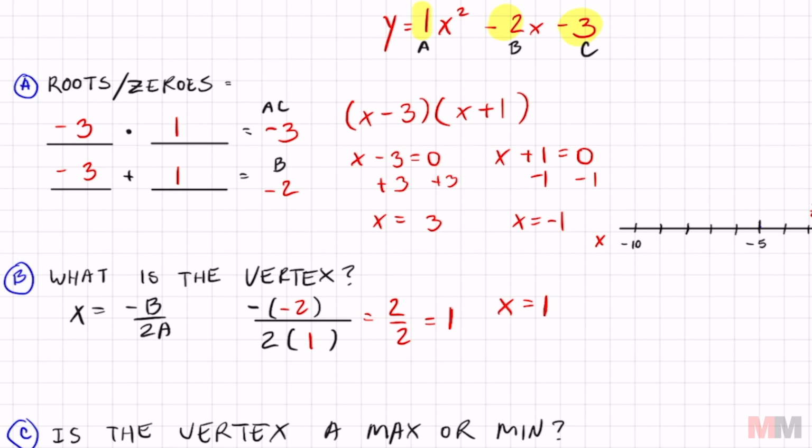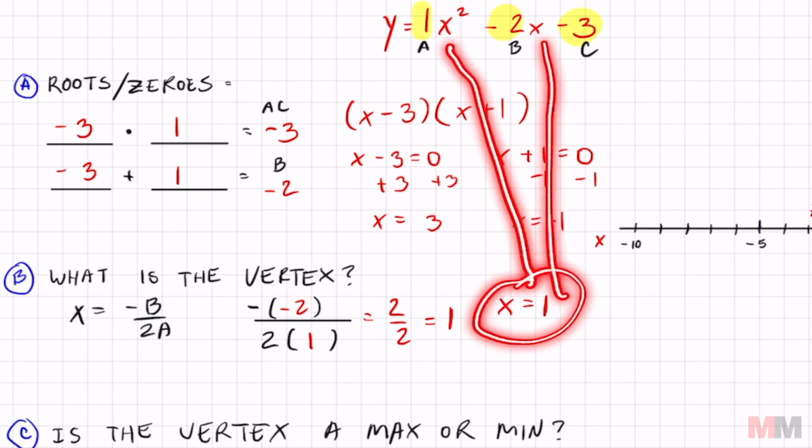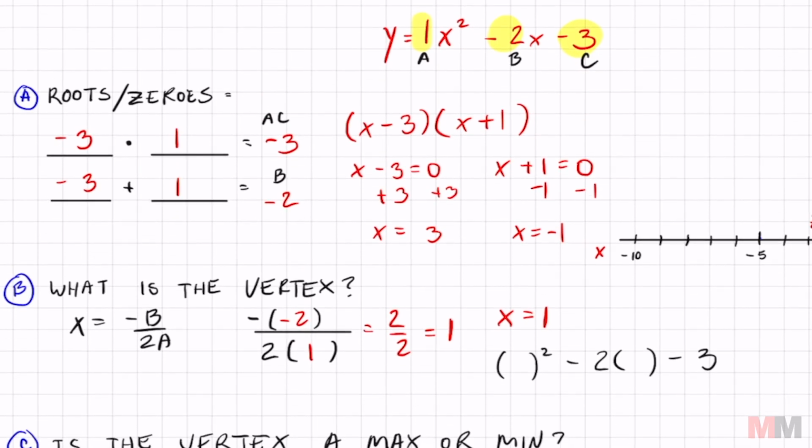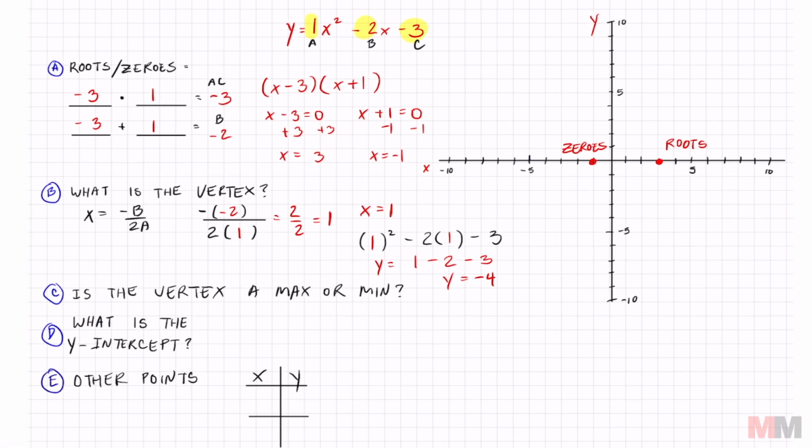But once you got an X, we can easily find Y by plugging X in. Plug that into the X's in the equation, and it'll look like this. Parentheses squared minus 2 times parentheses minus 3. Every time I substitute, I always just replace the variables with parentheses first, and then I put the numbers in. That's going to get me my Y value, so Y equals 1 minus 2 minus 3. Y equals -4. Now I got a coordinate for my vertex. My vertex is 1, -4. Let's plot that somewhere down here. 1, -4. Let's call that my vertex.